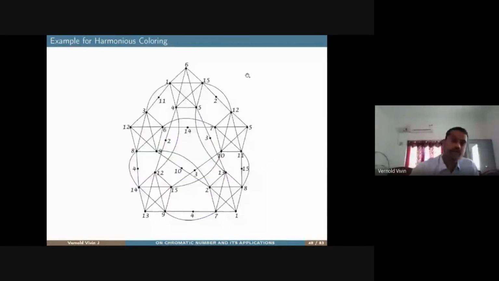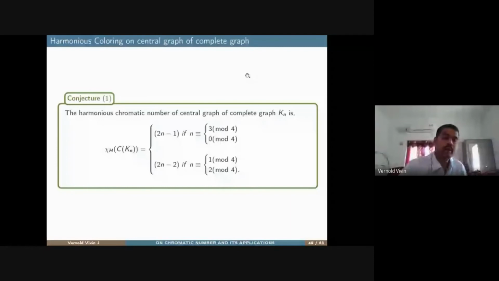Next, one interesting conjecture on harmonious coloring: the harmonious chromatic number of a central graph of a complete graph Kn. So the chromatic number for a central graph of Kn will be equal to this value. We will see it later. I hope you understand what a complete graph is; the central graph I have not defined. We will see it later.